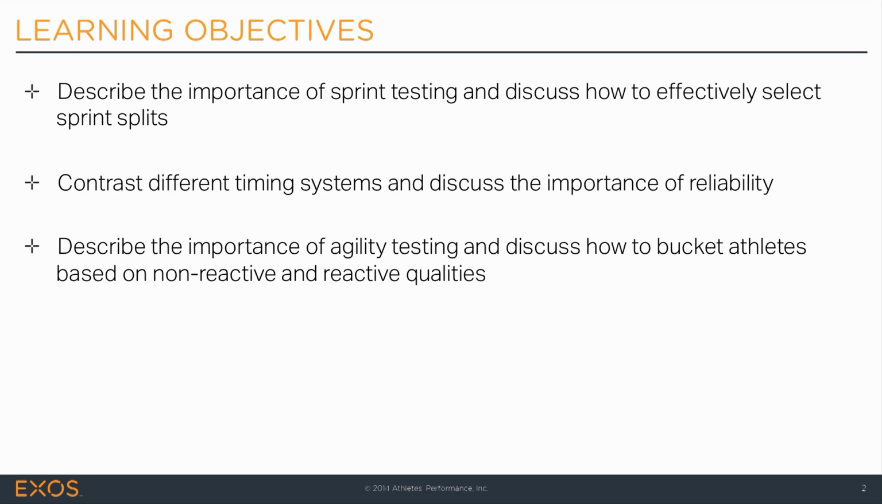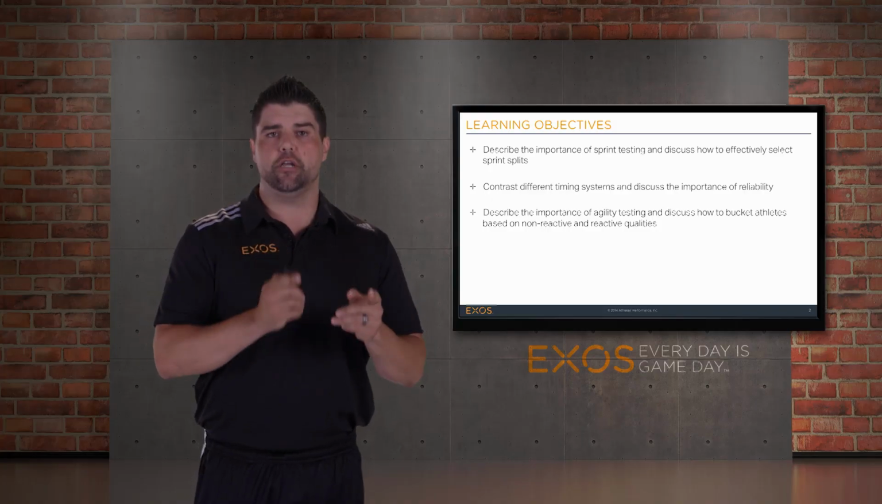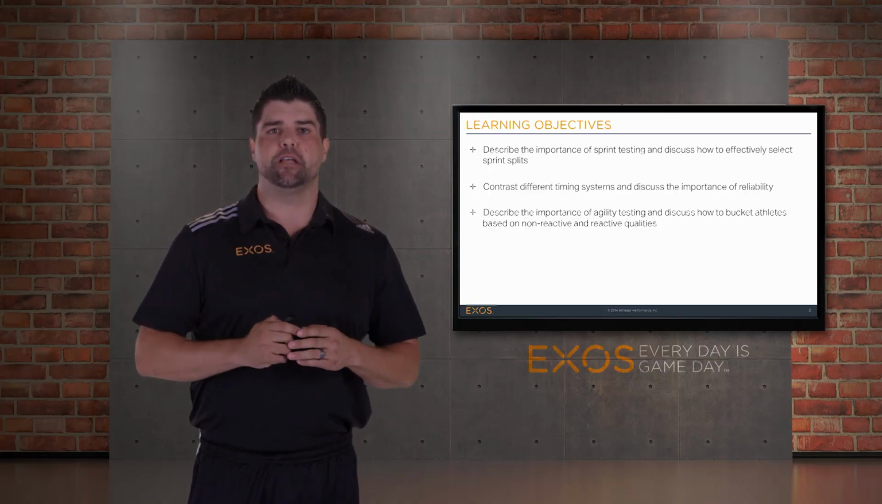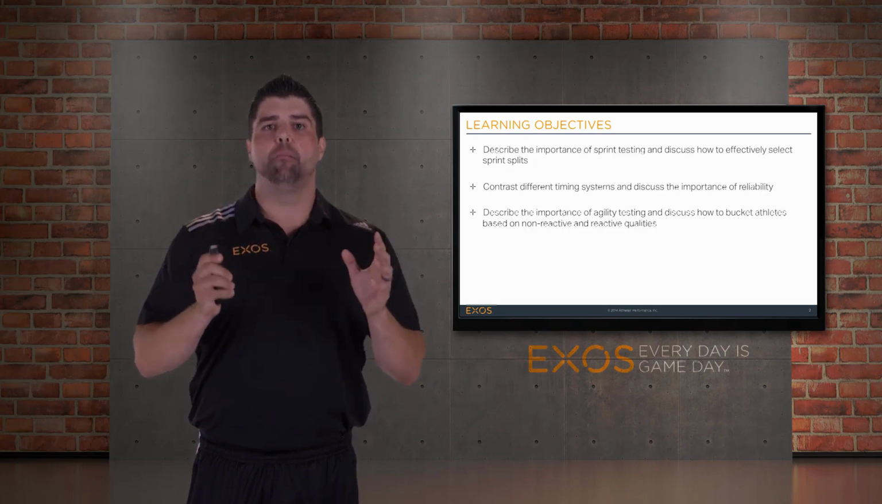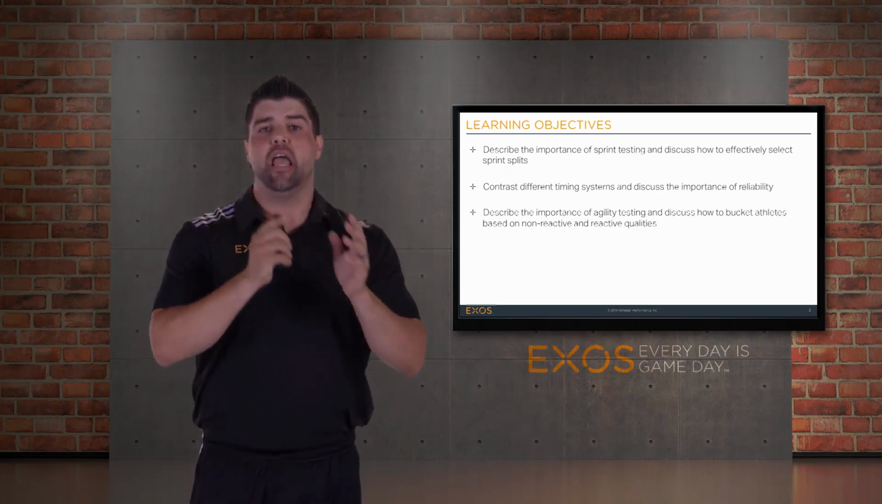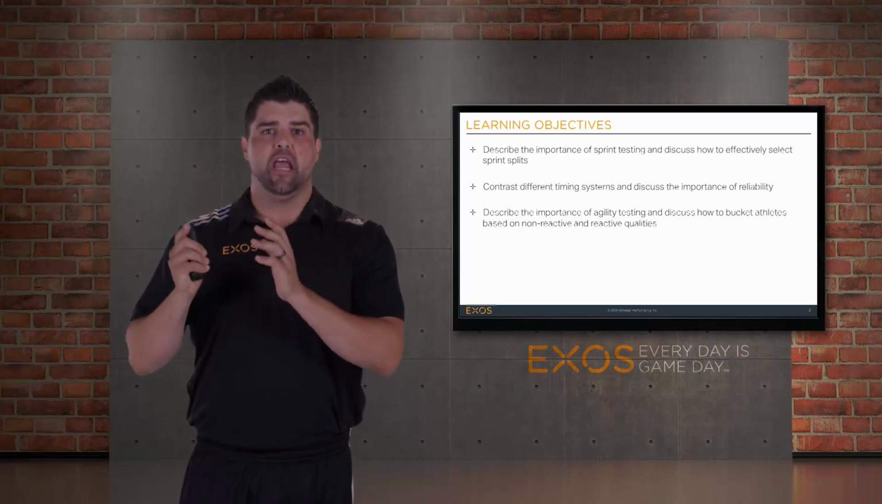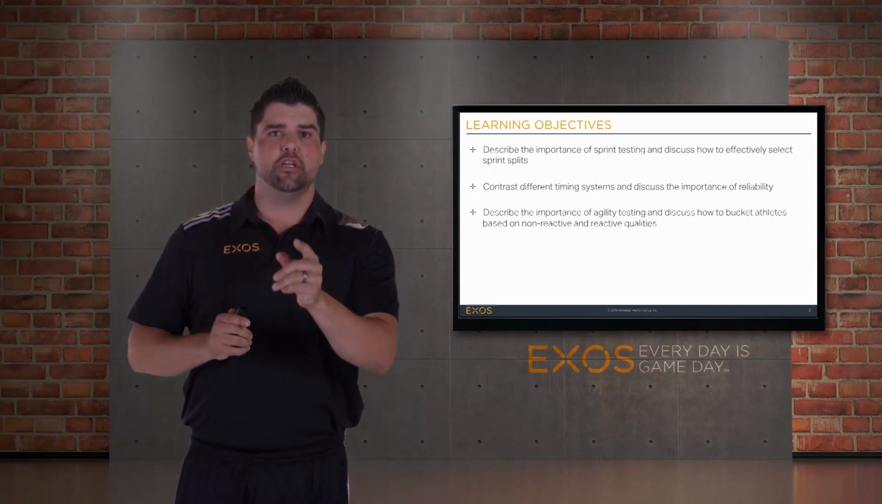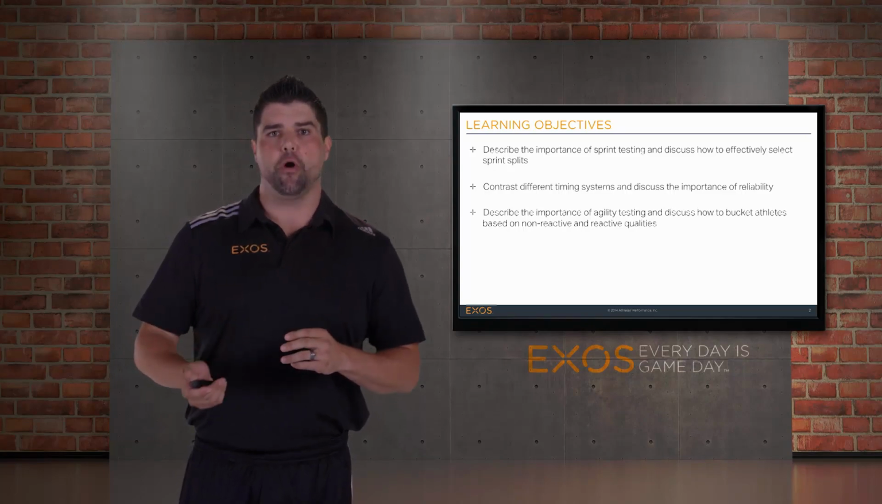And finally, we want to describe the importance of agility testing and discuss how to bucket athletes based on non-reactive and reactive qualities. If you reference back both to your linear speed as well as multidirectional speed presentation, we map out how important it is to categorize acceleration and absolute speed, non-reactive and reactive. These tests should give you the capacity to do that, therefore informing your actual movement skill development process.